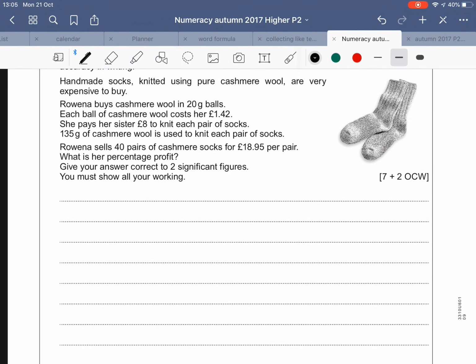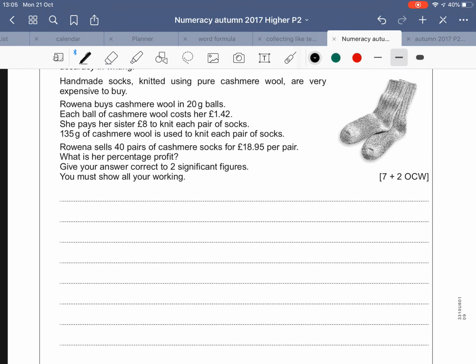She pays her sister £8 to knit each pair, so that's money going. 135 grams of wool to make each sock. She sells 40 pairs for £18.95. What's her percentage profit? Okay, so first of all, how much wool is she going to need?